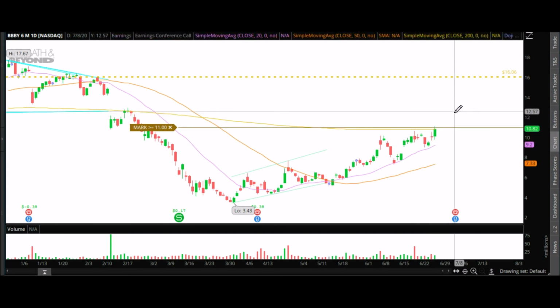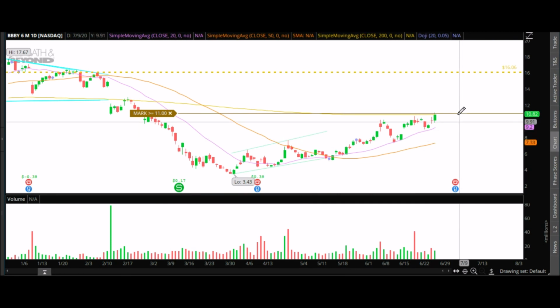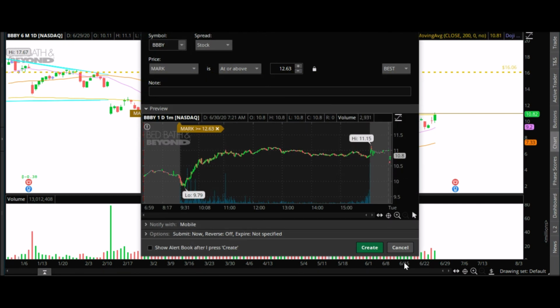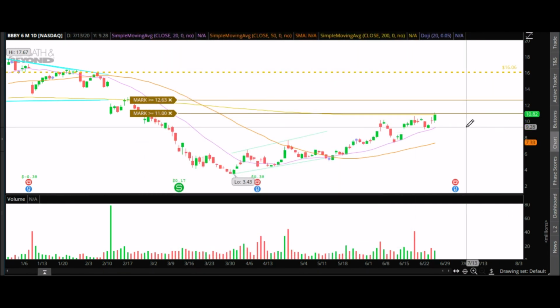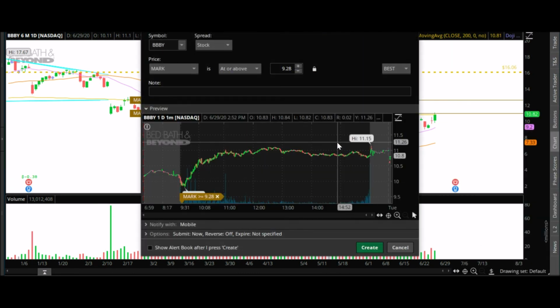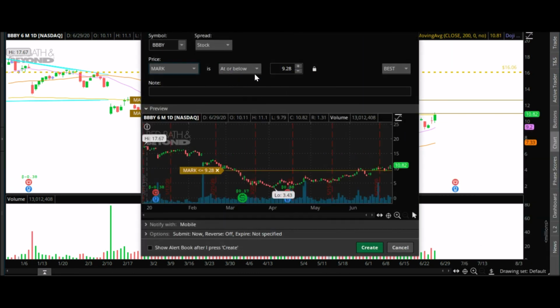I'm going to set a couple more alerts just in case I don't want to miss any of these, because this will move fast and furious if it does squeeze. And I also want to be aware that if it pulls back, where it's going, so I can find support or I can just not trade it. Let's just say $10.